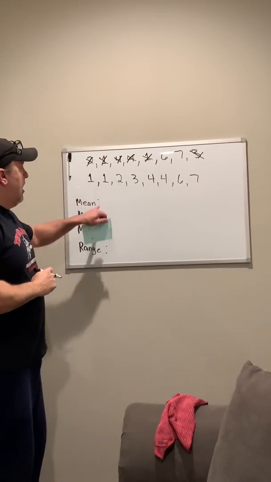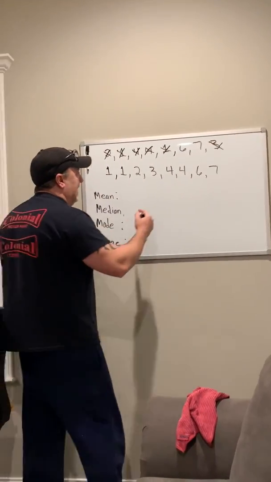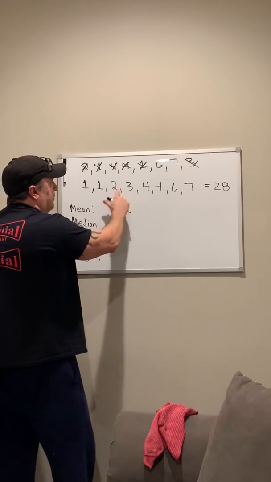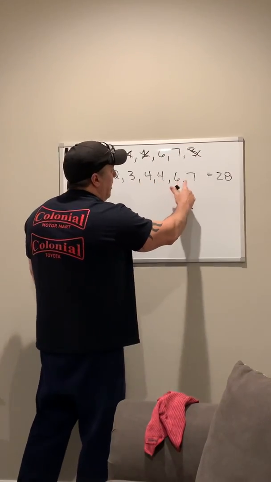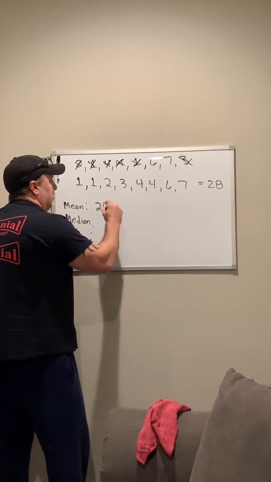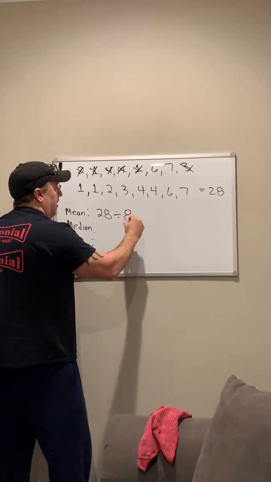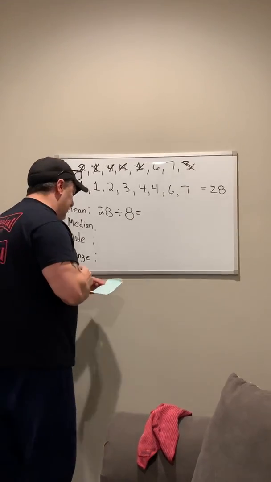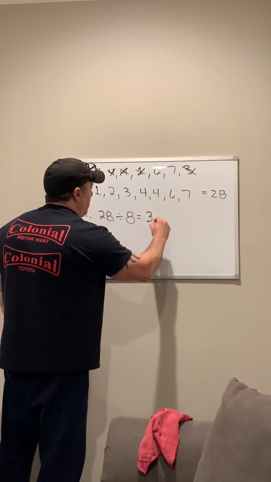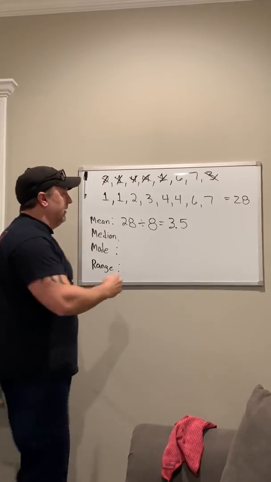Now, mean, I have to add all of these numbers together and get a total. I did that already. All these numbers added up equal 28. That's 1 plus 1 plus 2 plus 3 plus 4 plus 4 plus 6 plus 7. I got 28. That is not the mean. The mean is the total divided by how many numbers are up here. And I told you twice already that there's 8 numbers up here. 28 divided by 8 is not going to give you that nice, cozy number that you're looking for. However, you have worked with decimals before, and I come up with 3.5 as the mean.